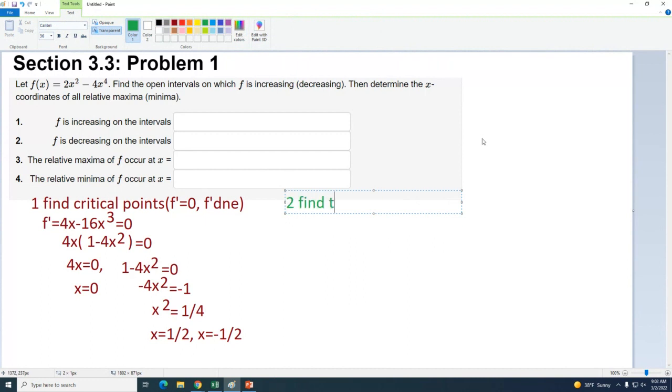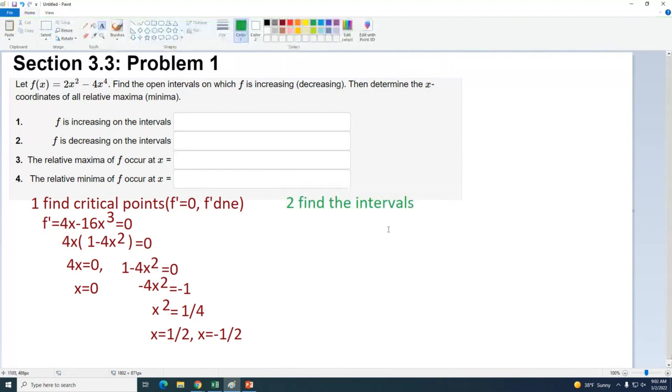So step 2, I'm going to find the intervals. Where do we find the intervals? We find them on the number line. This is a polynomial, so there's no additional requirement. We draw the number line from negative infinity to positive infinity. The left endpoint is negative infinity, and the right endpoint is positive infinity. We label the 3 numbers in order: negative 1/2, 0, 1/2.